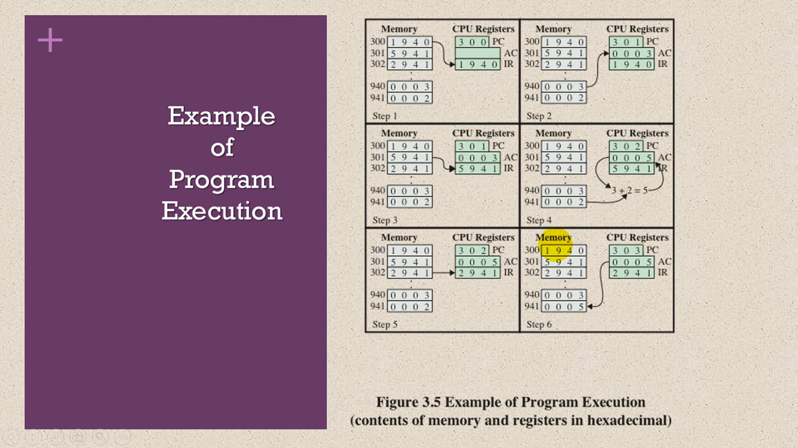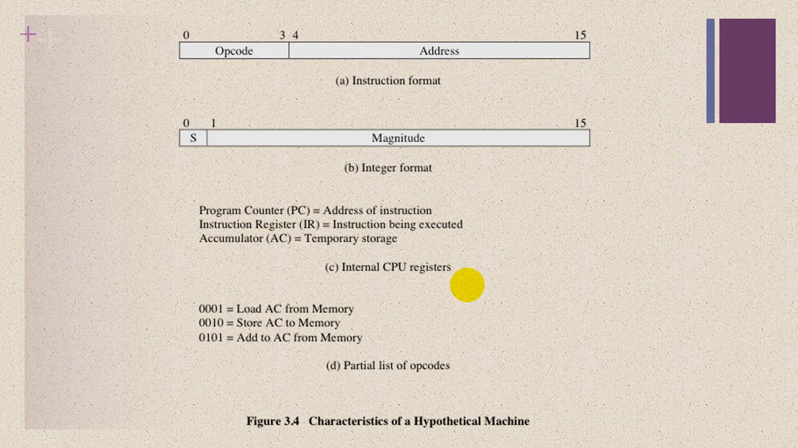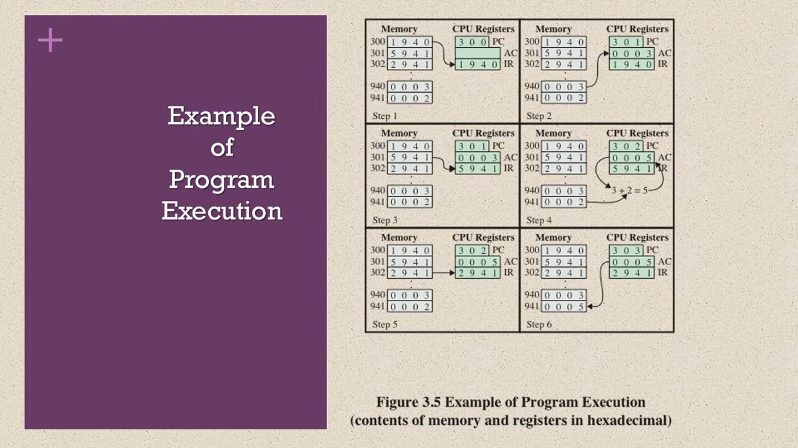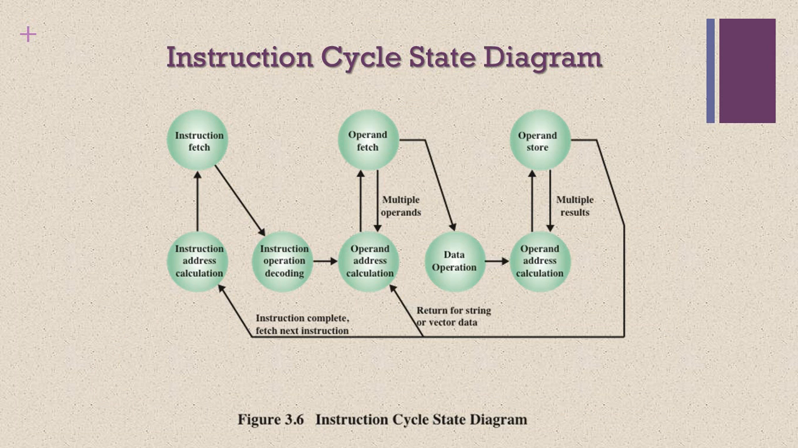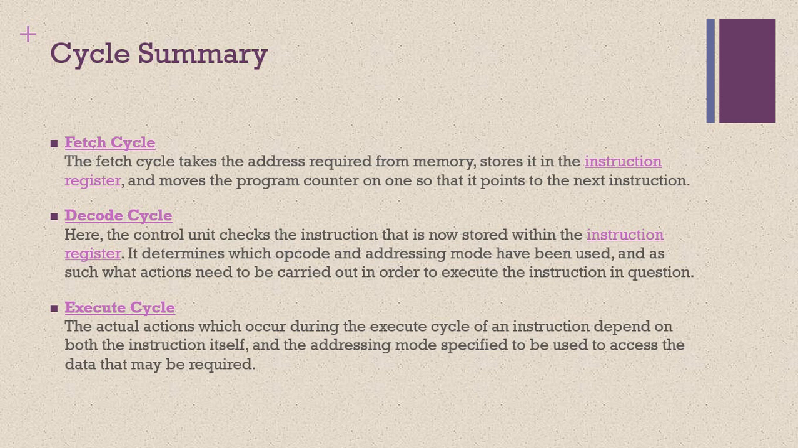That goes into AC. The next step is 2941, which is store AC to memory. So we know that we have to store this into 941. And so we take the AC, and again, we store this in 941. And that is how a program executes. Hopefully you understand that. All of that is kind of summarized in this diagram here. That involved a number of cycles: the fetch cycle, the decode cycle, and the execute cycle.